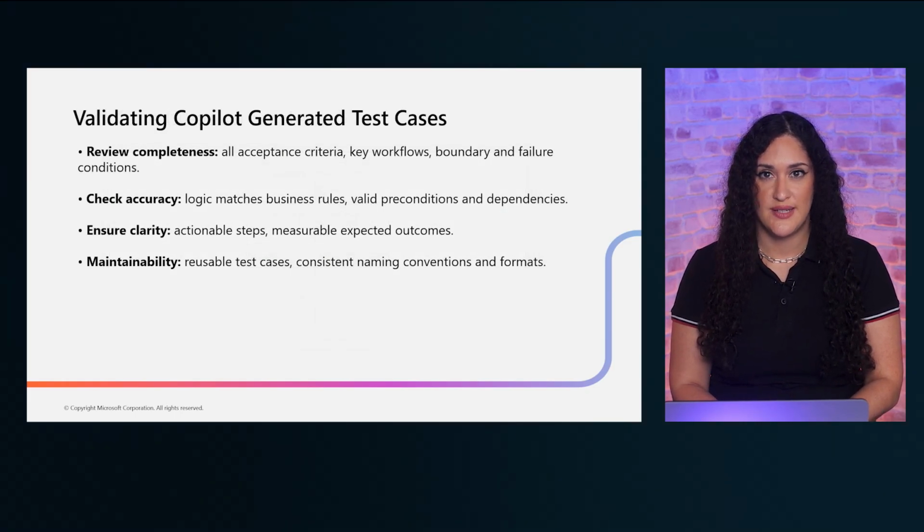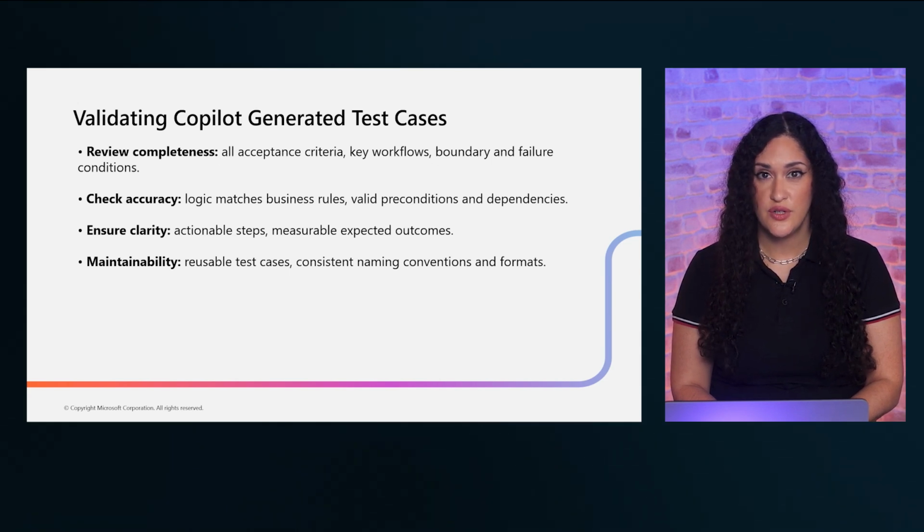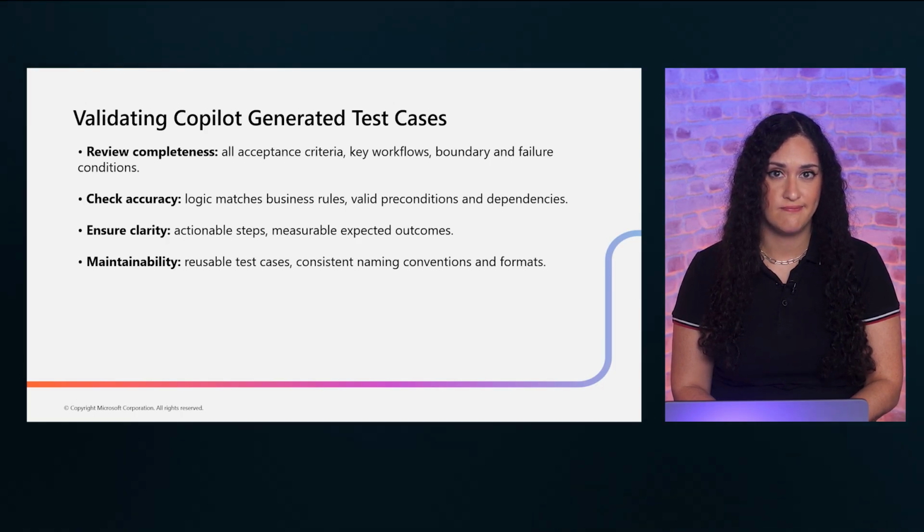Validating Copilot-generated test cases is your quality checkpoint, and it covers 4 dimensions. Completeness. Are all acceptance criteria covered? Key workflows represented? And boundary conditions included? Accuracy. Does the logic match business rules, and are preconditions and dependencies valid?